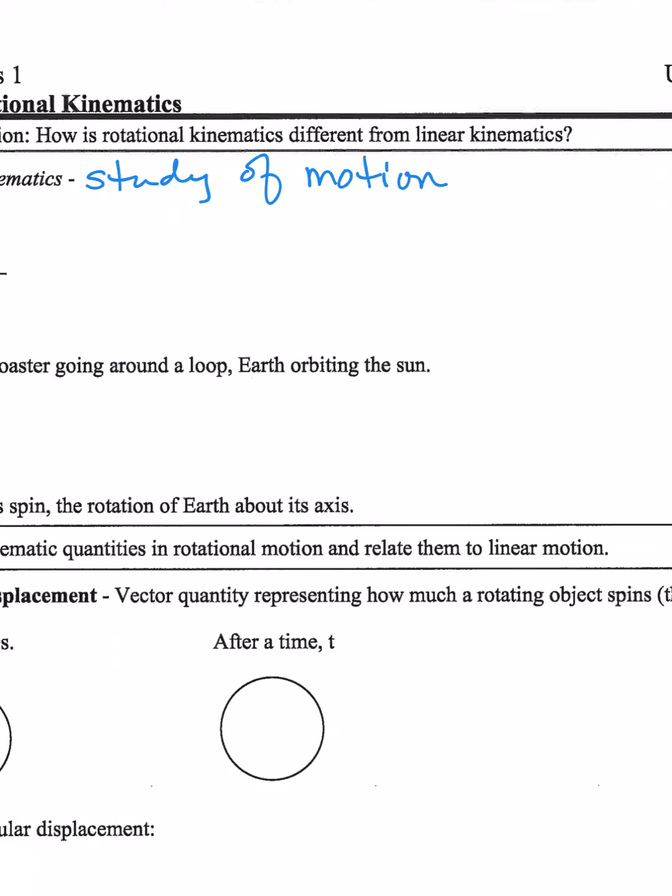Study of motion. What is a revolution? Okay, it's not just a full turn. It's a full turn around a what? For something to revolve, spin it, it has to have an axis. Yep. It is the circular motion of an object about an axis.